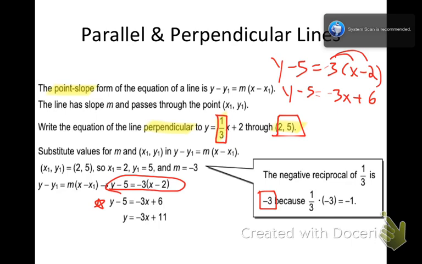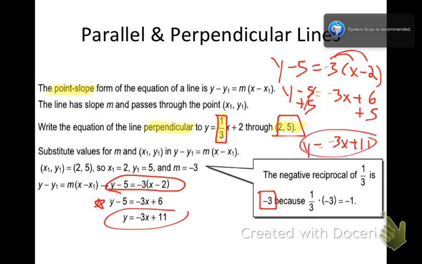And then if I want to get y alone, what would I do with that negative 5? Add 5 to each side. And I get y equals negative 3x plus 11. Guess what? That's what their final answer there is. So 11 would be like your y-intercept. All right, again, the key there is to change it to slope-intercept form.